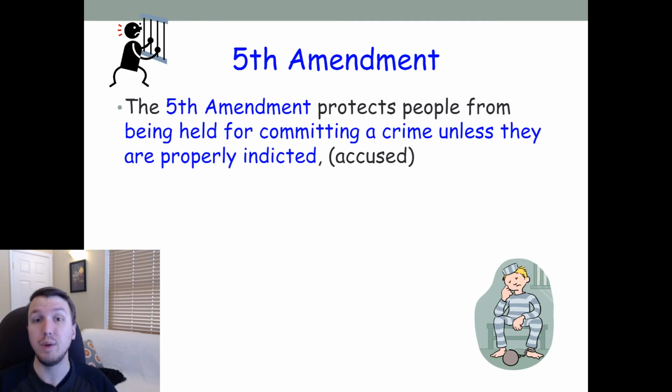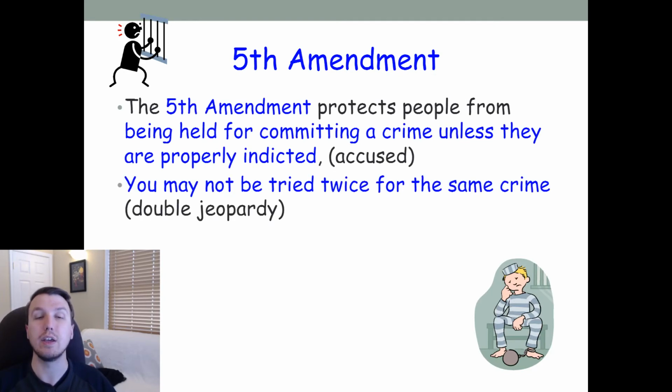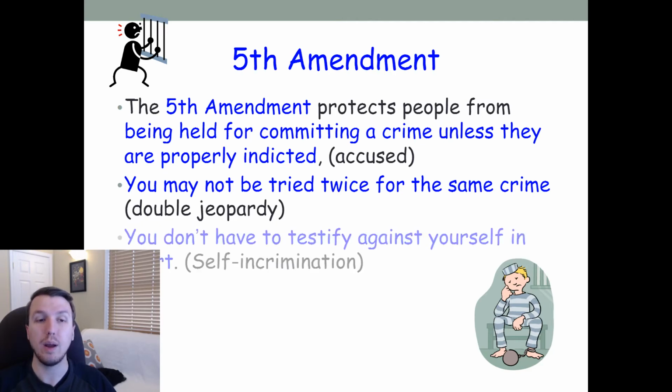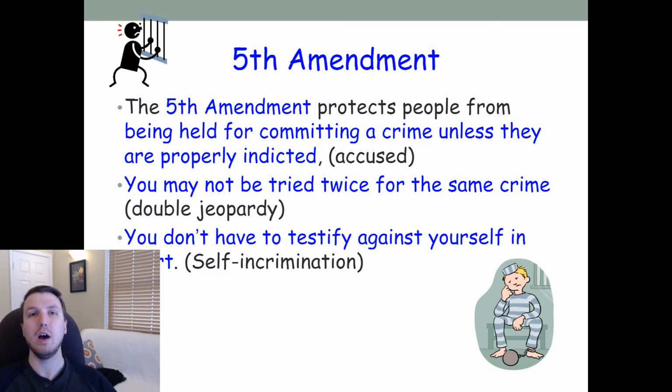Fifth Amendment. The Fifth Amendment protects people from being held for committing a crime unless they are properly accused of it. You may not be tried twice for the same crime, and you don't have to testify against yourself in court. These are three major things that I hope you never encounter yourselves, but you've probably heard of these before. The Fifth Amendment really covers the idea that if you are accused of a crime, you have a fair trial. This is where the fair trial stuff comes into place.